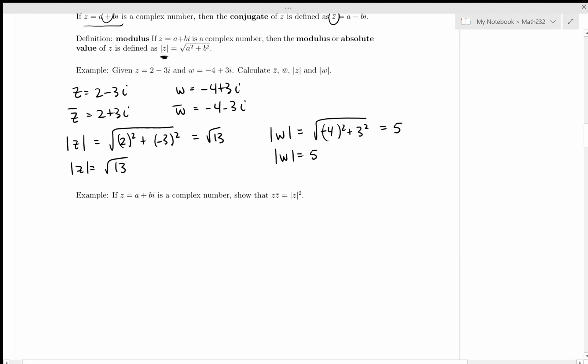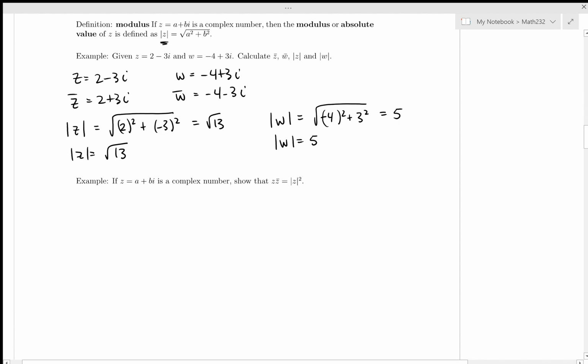Okay, so we can use this information to show that Z times Z conjugate is the modulus of Z squared. Let's just show that by computing the left side and computing the right side and showing that they're equal. So here's a number Z, A plus BI. A and B are real numbers. Here is the conjugate, A minus BI. Now I'm going to multiply Z times Z conjugate. That is A plus BI multiplied by A minus BI.